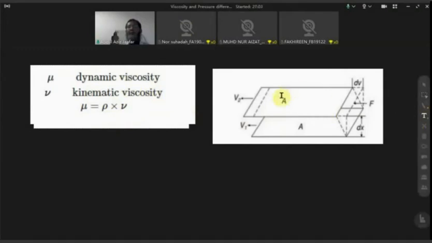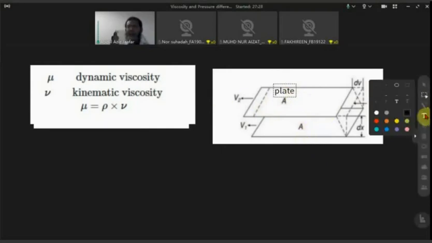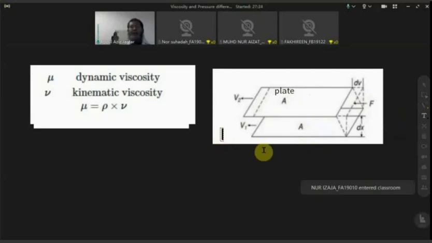Next, we're going to look at the way that we can evaluate the dynamic viscosity, right? So we're modeling it as we consider two plates, plate A and plate B. If you look from the side, there will be a two-dimensional view. We have plate A at the top, and at the bottom there will be another plate, both having a different velocity, right?